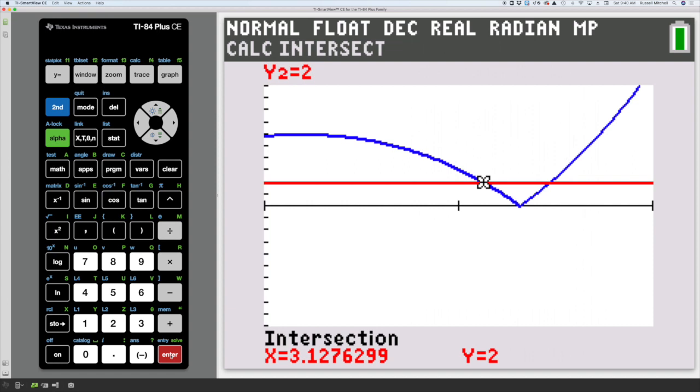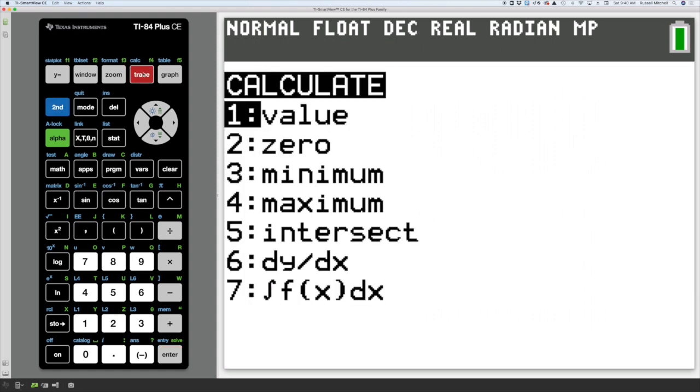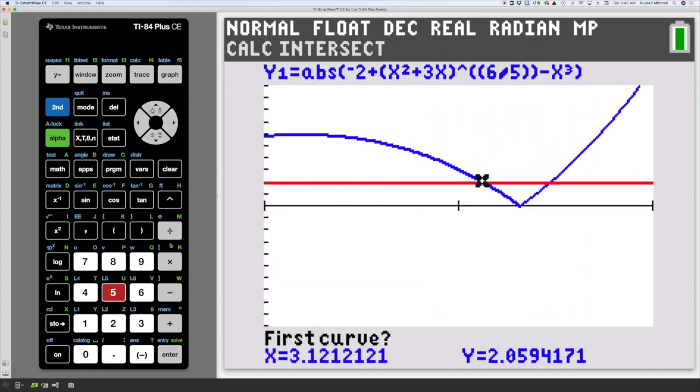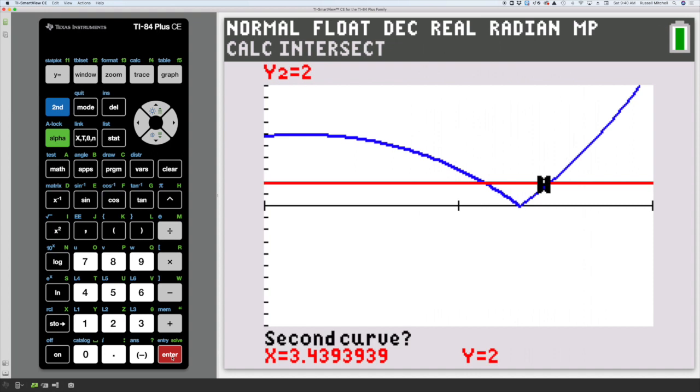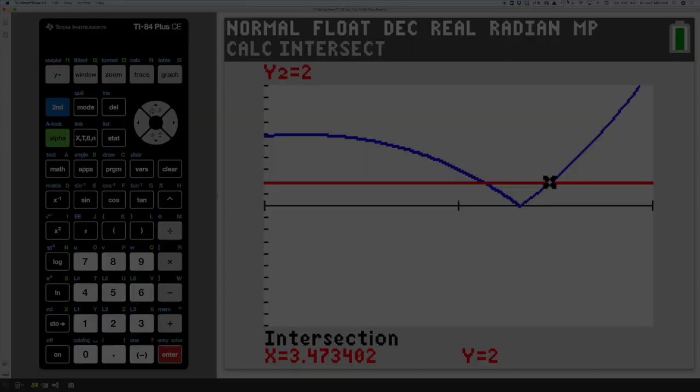All right, so we have 3.128, okay? So we're going to record that value. And then we're going to go and do the other one, okay? All right, so let's go second, and you want to record this on your paper. I'm going to go back and record it, okay? And then second, trace for the calc menu again, and then number 5. And then we want to get this one right here, okay? So I would just move closer to that one and just press enter, enter, and enter, and we get 3.473, okay? So I'm going to go back and record this on our paper.